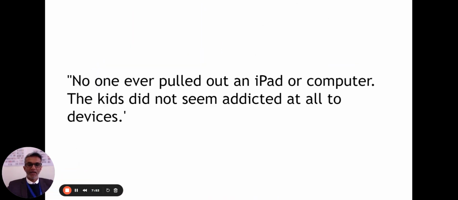Now, I want to go on to what I think is really, really important, and that's tech use at home. "No one ever pulled out an iPad or computer. The kids did not seem addicted at all to devices." Now, who said that? A very famous person mentioned that as an example and as quoted. Steve Jobs.